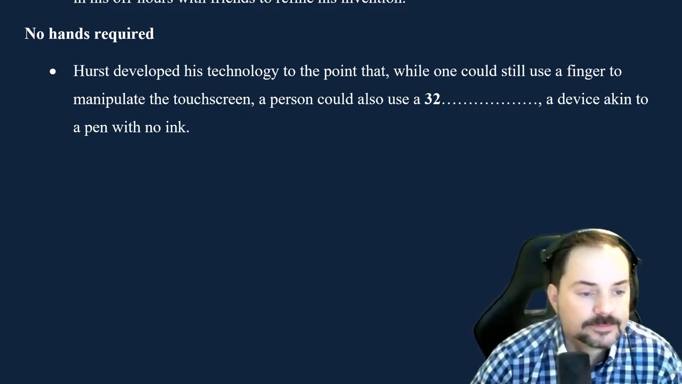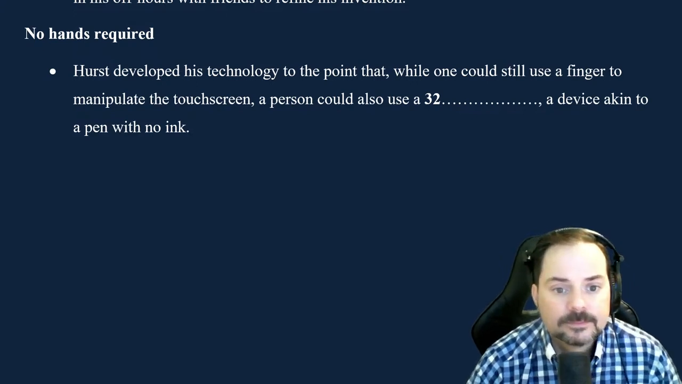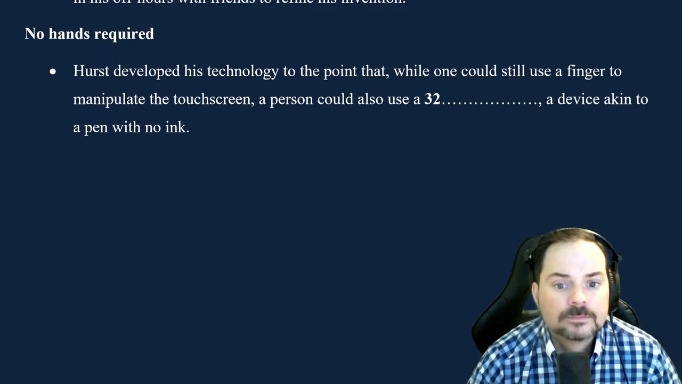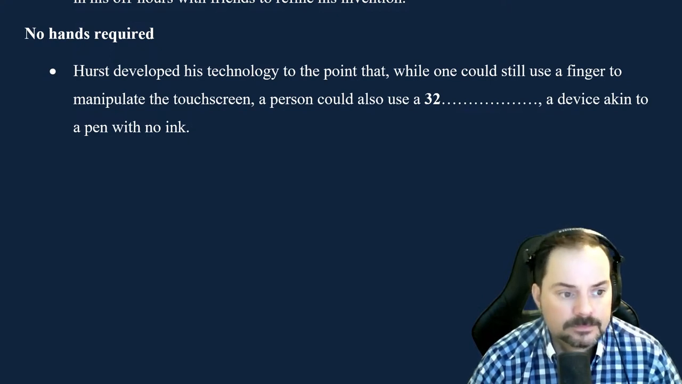Hertz developed his technology to the point that while one could still use a finger to manipulate the touch screen, a person could also use a device akin to a pen with no ink.